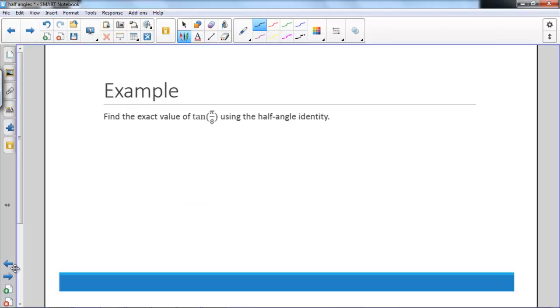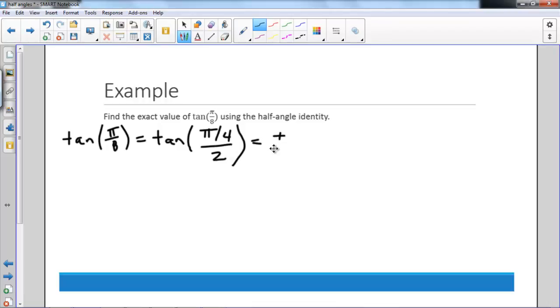Okay, so looking at our first example, we have tan of pi over 8. So very similar to what we did with the double angles and the sum and difference identities, we want to get this into something useful that we can locate on our unit circle. So I can rewrite this as the tangent of pi over 4 divided by 2. And this is going to give me my pi over 8. But I'm just going to rewrite it so I can use the pi over 4 from the unit circle.